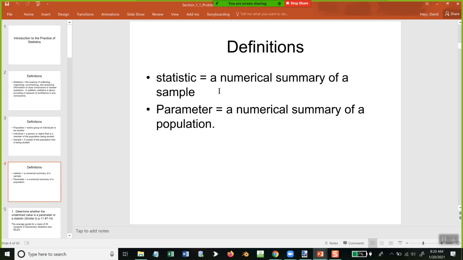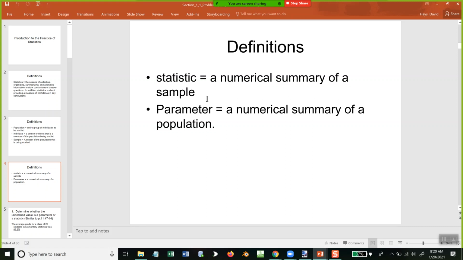Statistic: a numerical summary of a sample, like an average. So I find the average age of the sample, which would be you three in the classroom here. So that'd be called a statistic. I called it the average, the average age.